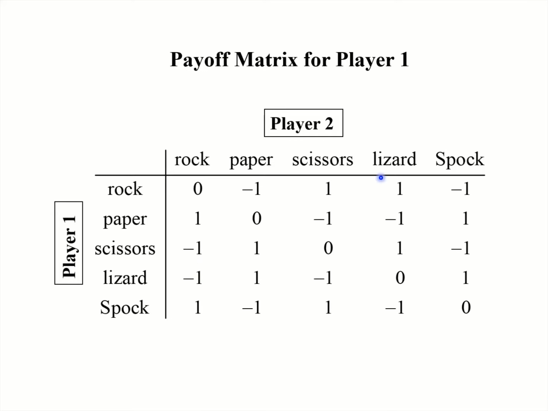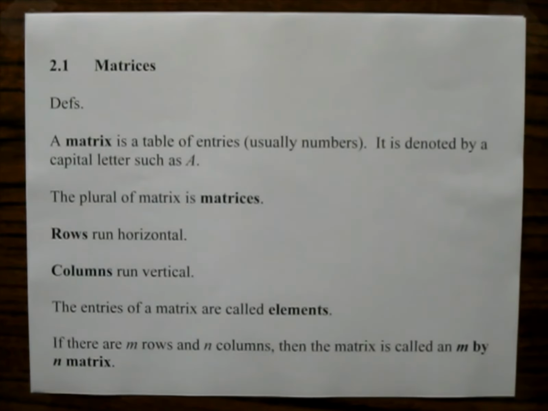So it looks like this matrix, which has 5 rows run this way, and 5 columns, it kind of displays the information for this game. So let's get back to the paper and me writing on the paper. So back to the definitions.